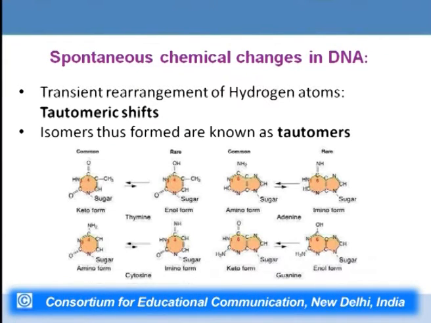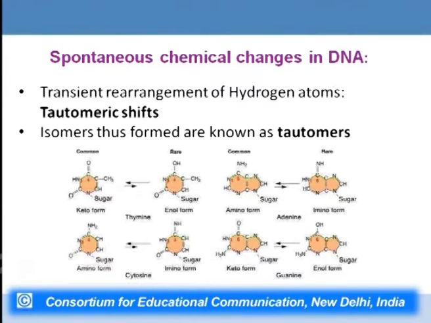Now, this particular panel shows how tautomers can be formed. As can be seen, thymine exists in a common keto form, but because of shifting of the hydrogen in the bases, it can also occur in enol form, which occurs rarely in the DNA. Secondly, adenine can occur either in amino form, in which there is an NH2 group attached to carbon 6, or in imino form, where carbon 6 has an NH group. Similarly, cytosine can also occur in amino form or imino form. Imino form is rarer as compared to amino form, and guanine can occur in keto form or enol form, wherein enol form is rarer as compared to keto form of the guanine.